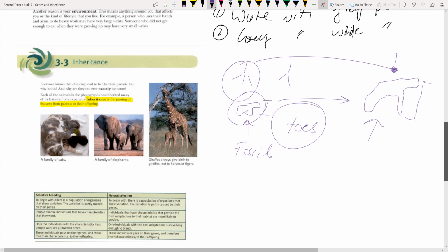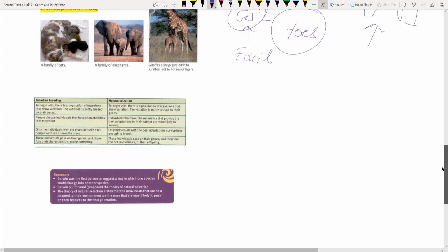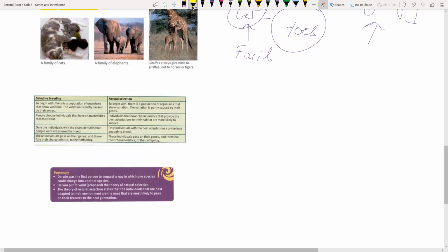So finally, we went into selective breeding and natural selection. If you do remember, we had a very fun discussion in the classroom where we were discussing different breeds of dogs, how we can cross them and how we create new forms or new varieties of dog. So we use selective breeding, right? So what is selective breeding? It is where we begin with a population of organisms that show variety, partly caused by genes, right? We specifically choose specific traits, right?